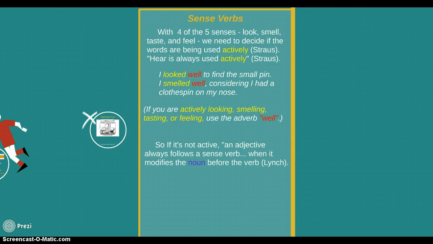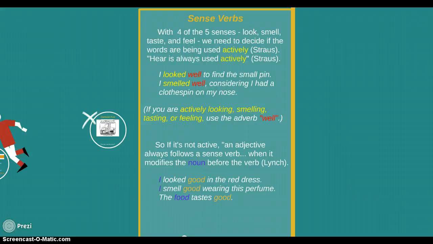So if it's not active, an adjective always follows a sense verb when it modifies the noun before the verb. I looked good in the red dress. So here we want to ask ourselves, am I actively looking? And the answer is no. So I want to use the adjective good because it's modifying the noun I that's listed before our verb looked. So I looked good in the red dress.